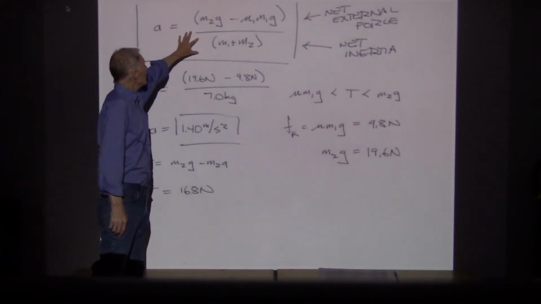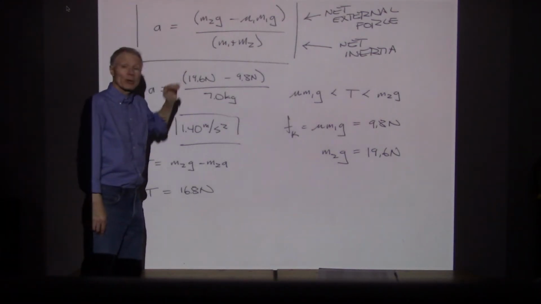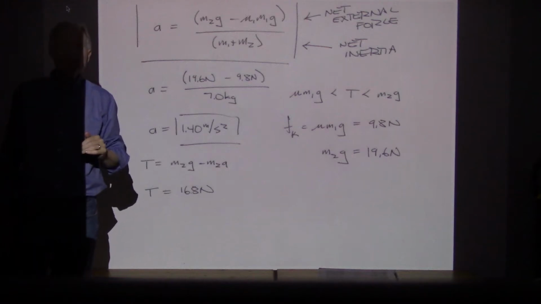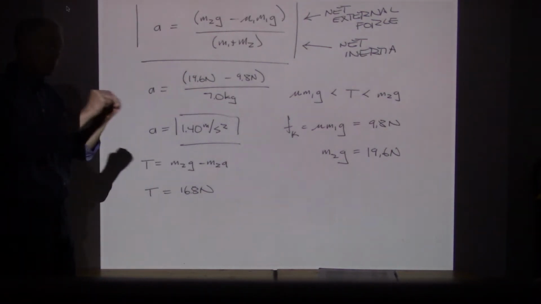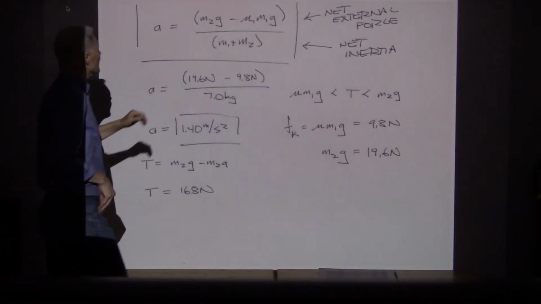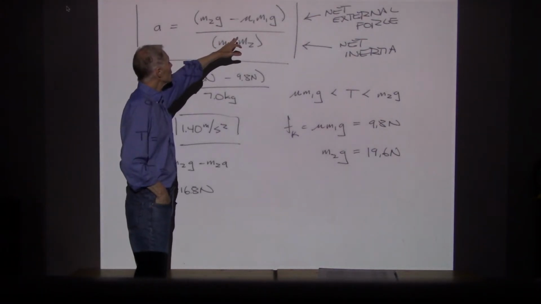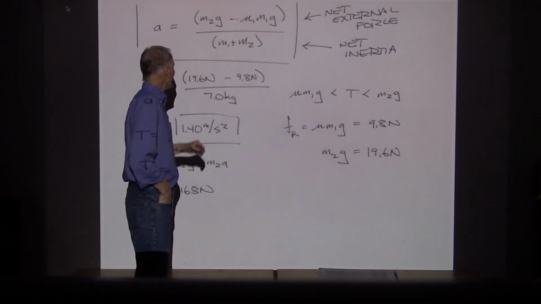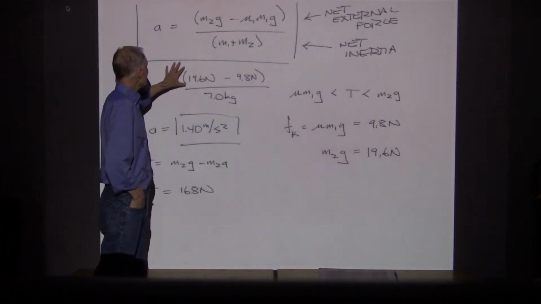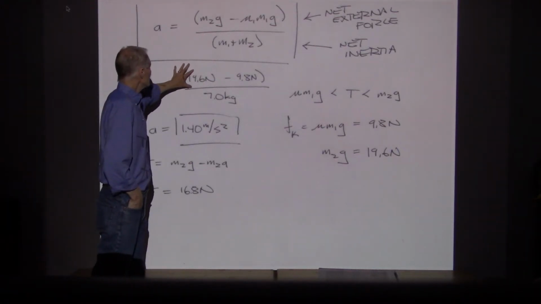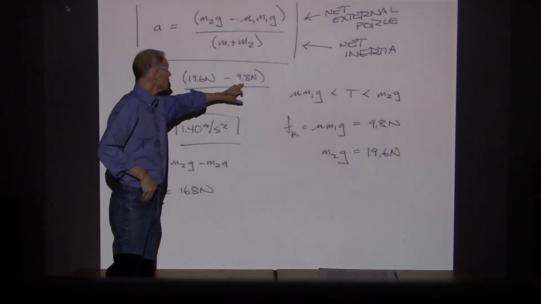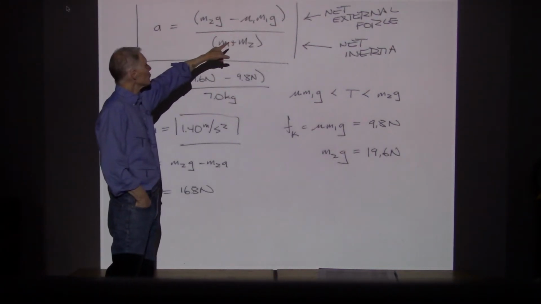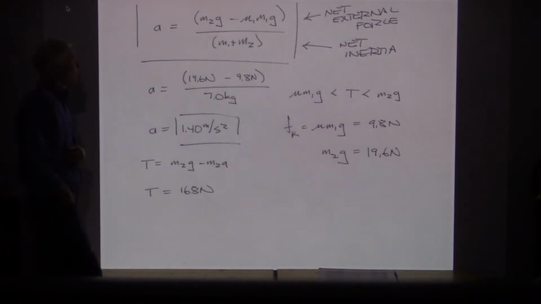But if the numerator became negative, the negative would say that the object is actually slowing down. I give it a push, but because the frictional force is so large, it slows down. So let's see which case it is. When we put the numbers in, the mg pulling object 2 is larger than the frictional force we have on object 1.